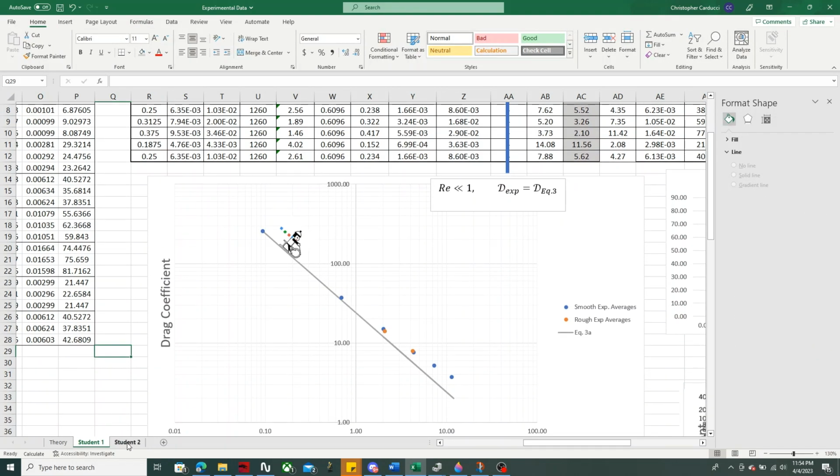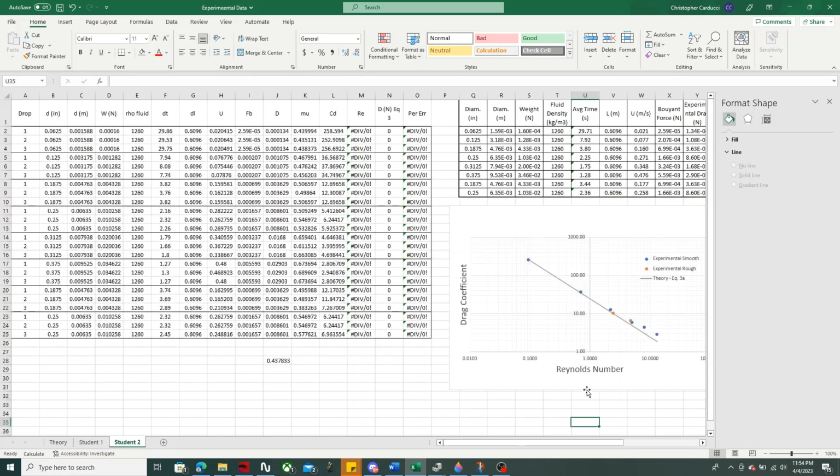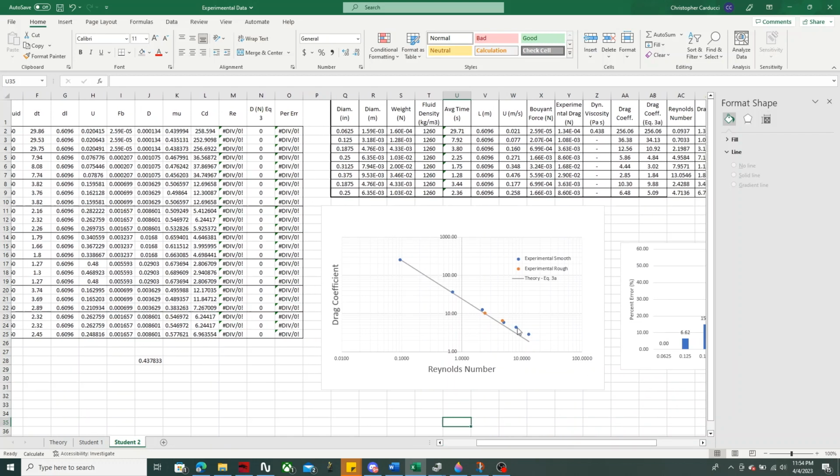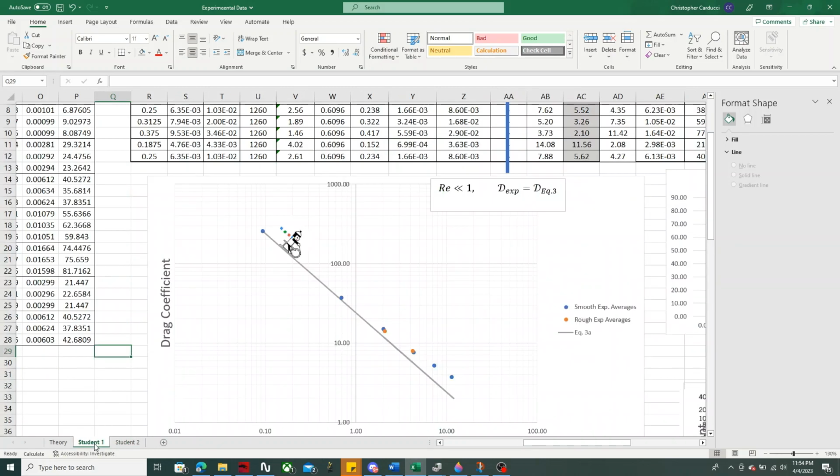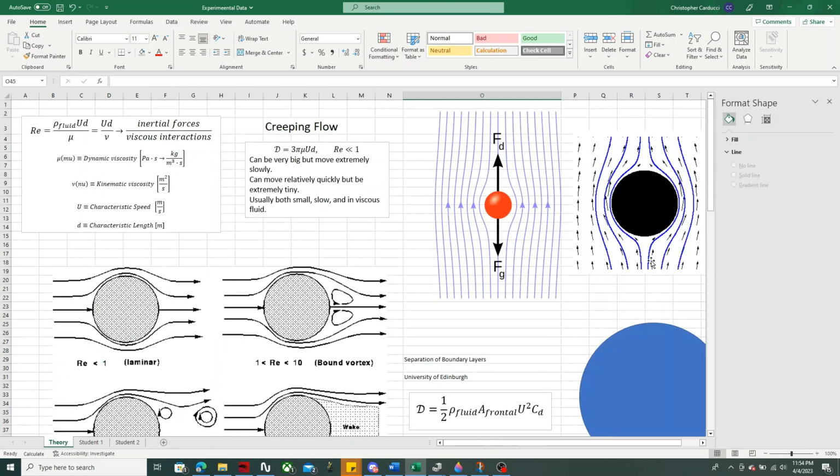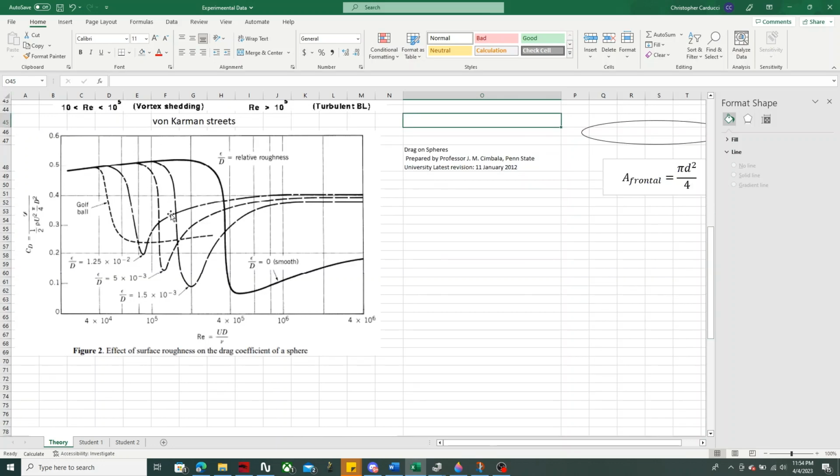So there's a reason why I have two student graphs, because this kind of confused me. This experimental for the rough beads, I wanted to know if this was a fluke or not. And looking at it, I can see that we have one that dips below the experimental smooth and one that goes a little bit above. So I kind of thought to myself, if we look at something like this, we could see that it's better to be rough until later when you start increasing your Reynolds number, and then it's better to be smooth.